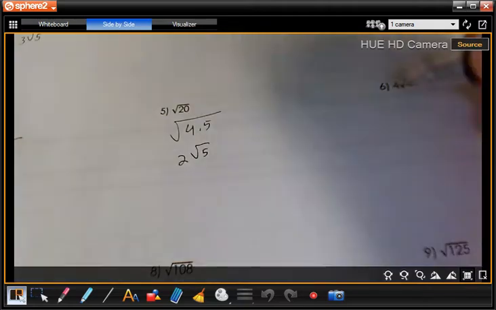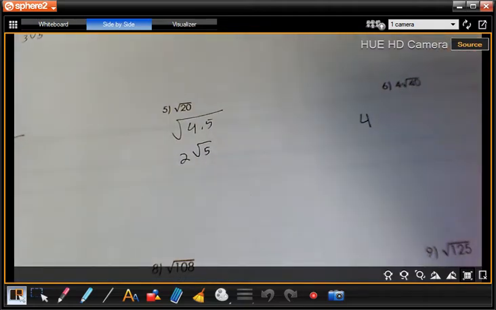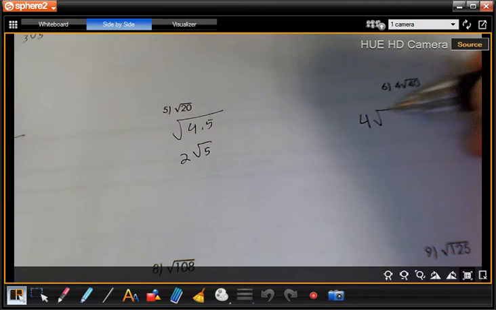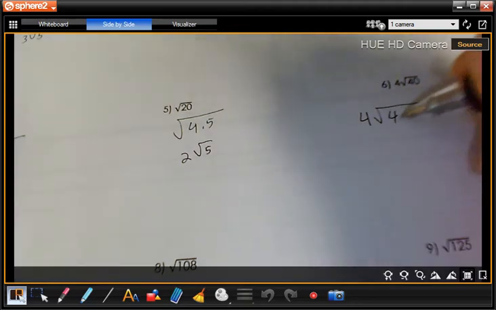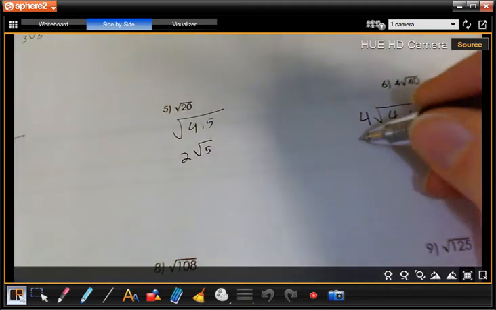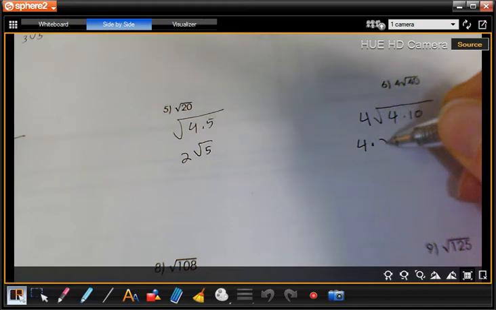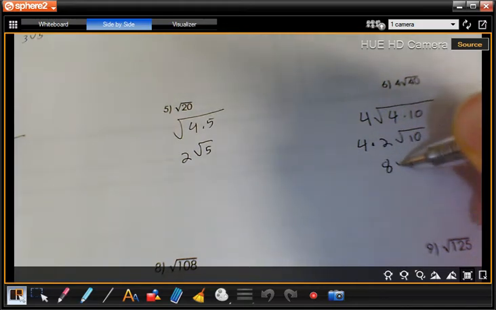Okay, 40, I've got that 4. I'm going to kind of ignore it in the front. What 2 numbers multiply to give me 40, but neither of them are perfect squares? Whoa, what do you do? 4 times 10. What's the square root of 4? So I go 4 times 2 in the front, square root 10. 4 times 2 is 8. Square root 10 is my answer.